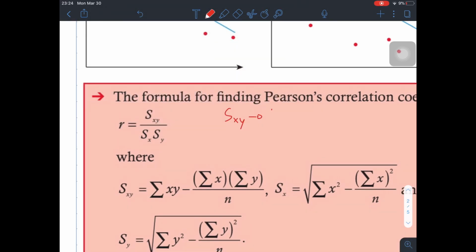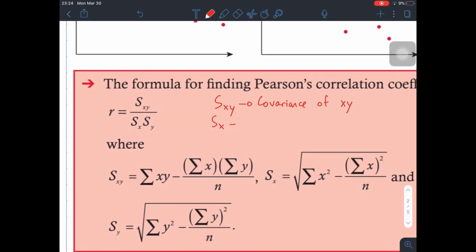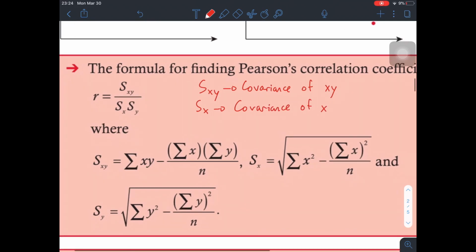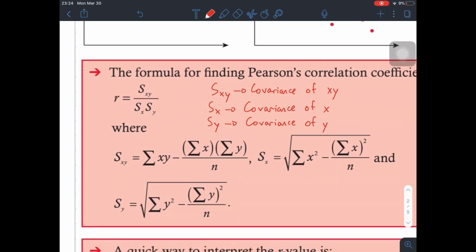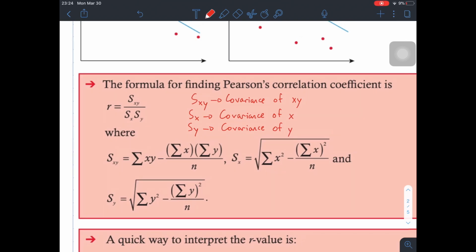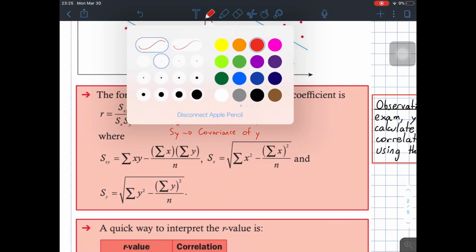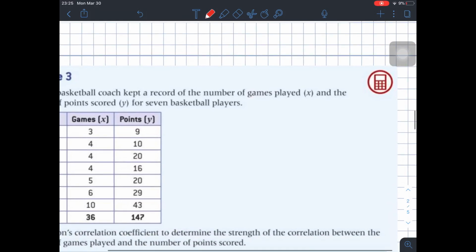Sxy is what we call covariance of xy. Then Sx is called covariance of x, and Sy is what we call covariance of y. We're not going to see the demonstrations of these formulas because this already escapes from the IB program, but maybe if you follow a statistical career later on in university, you will see the demonstration of this formula that we have here. Okay, so we're going to apply that formula.